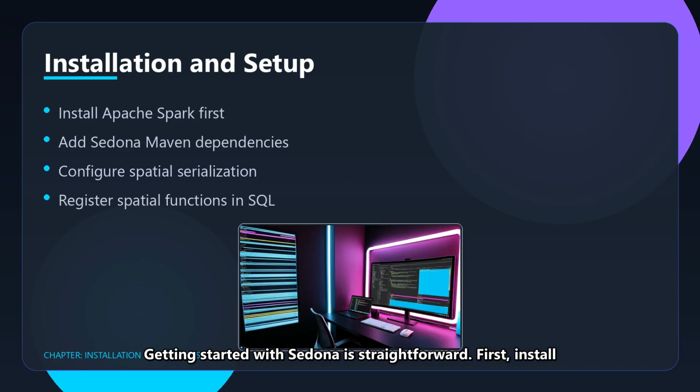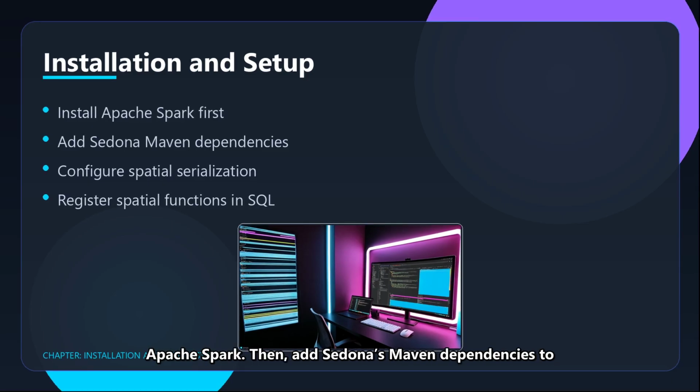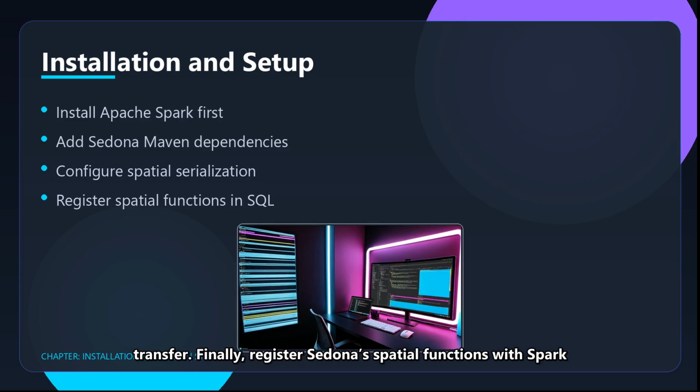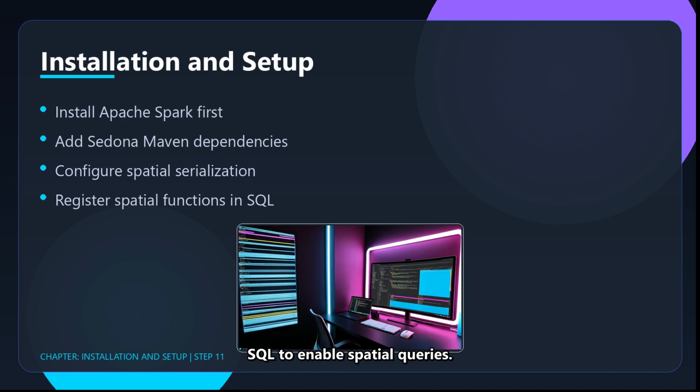Getting started with Sedona is straightforward. First, install Apache Spark. Then, add Sedona's Maven dependencies to your project. Configure spatial serialization for efficient data transfer. Finally, register Sedona's spatial functions with Spark SQL to enable spatial queries.